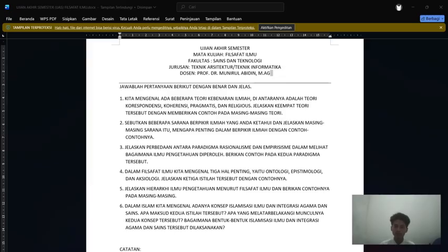Question number 4. In the philosophy of science, we know three important aspects: ontology, epistemology, and axiology. Explain these three terms with examples. Ontology is the study of what exists or the nature of reality. For example, asking whether electrons, social classes, or virtual objects in cyberspace are real entities that science can meaningfully study.